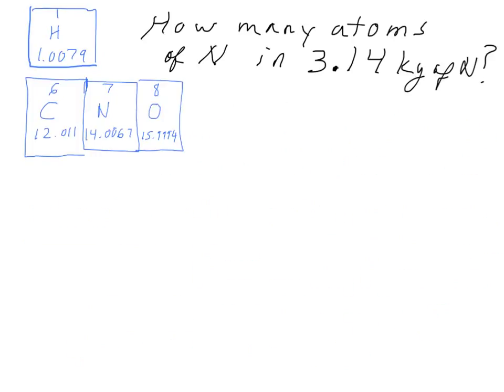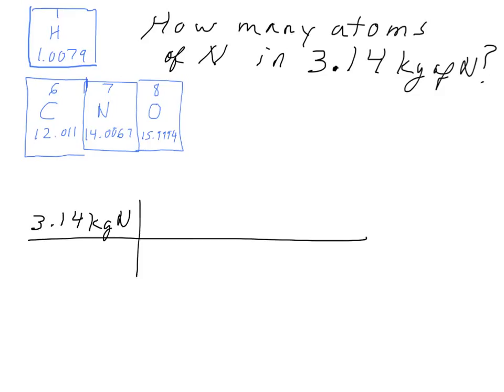How many atoms of nitrogen in 3.14 kilograms of nitrogen? Well, we've got one number to start our line with. 3.14 kilograms of nitrogen. Well, I know I want to get rid of kilograms of nitrogen. And I know, because I studied those prefixes hard, that 1 kilogram of anything is 10 to the 3rd grams of it. So I can convert kilograms of nitrogen to grams of nitrogen.